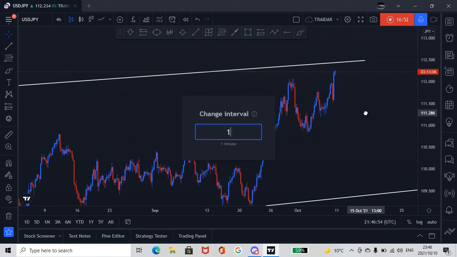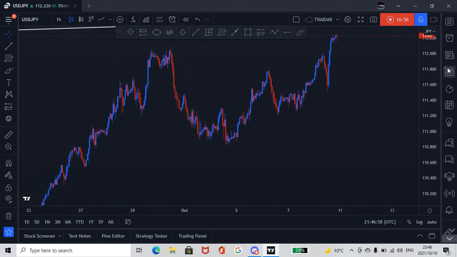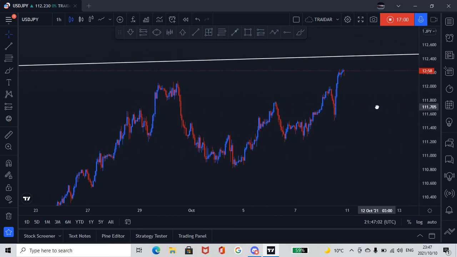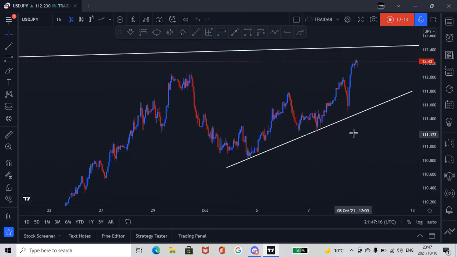Right now, let's move on to the 1H time frame, because we can see that the market hasn't really touched the resistance trend line like it's supposed to. First things first, identify the trend lines, finish with the trend lines, and then give you what you guys want to see. Boom.